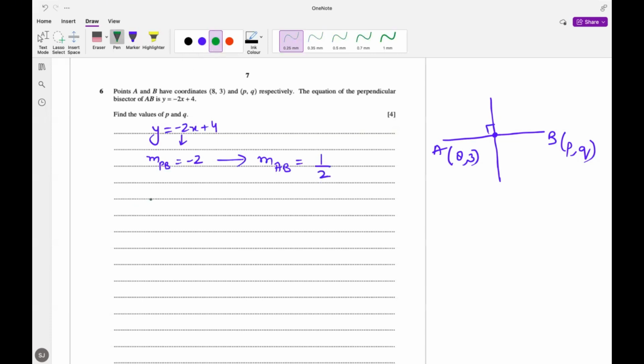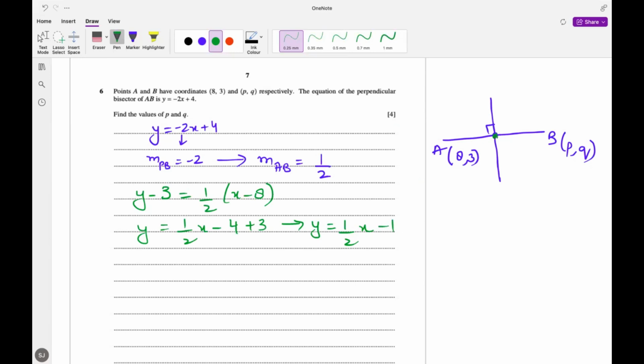In the first step, we can make the equation for the line AB. If we can find this midpoint, then using the midpoint formula, we'll be able to find the values of P and Q. So the equation of the line AB will be y minus y1, and we have the point (8, 3). So y minus 3 equals 1/2 times (x minus 8). We can write this as y equals 1/2 x minus 8/2, which is 4, plus 3, and simplify it to y equals 1/2 x minus 1.